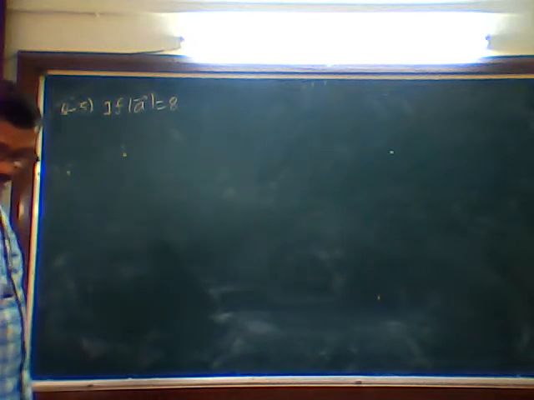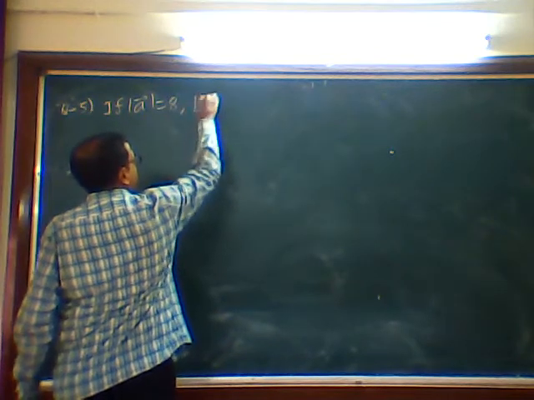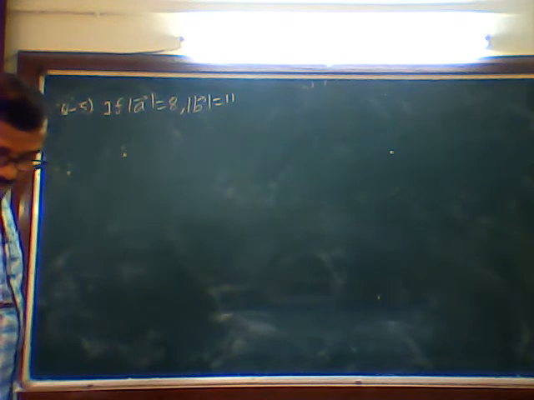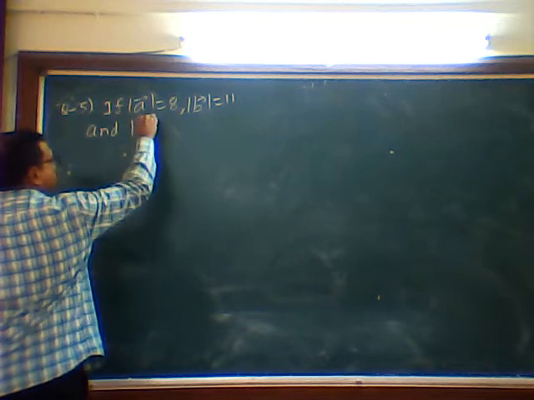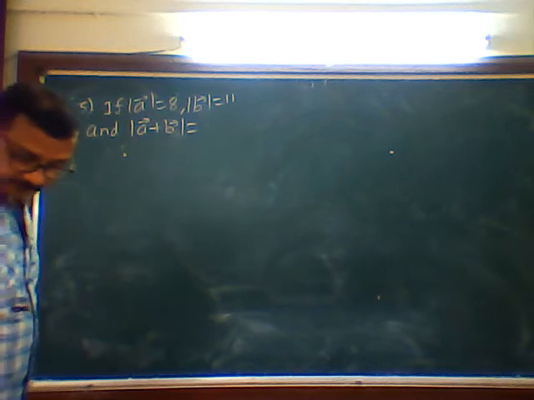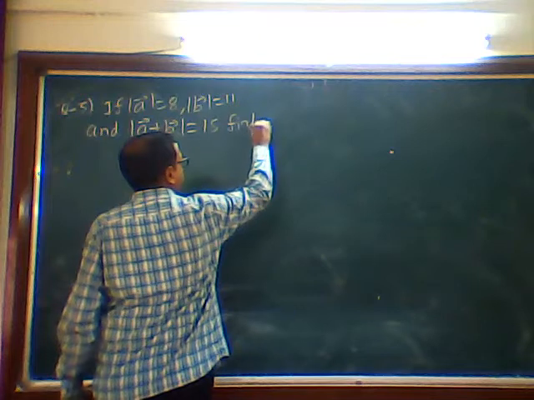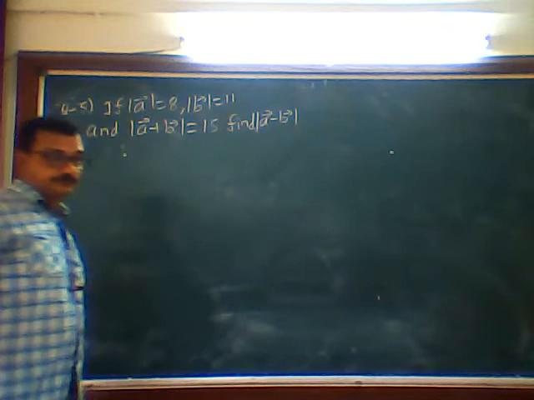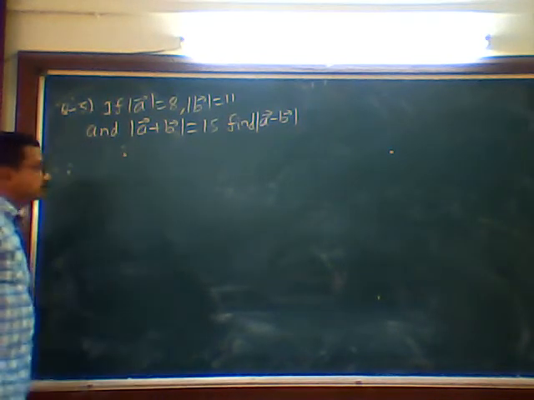If mod a bar is equal to 8, mod b bar is equal to 11, and mod (a bar plus b bar) is equal to 15, find mod (a bar minus b bar). So how to find out? What will we do?